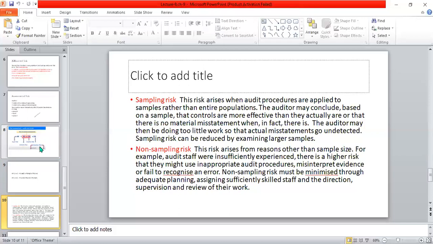So because of this, the remaining invoices out of the 10,000, apart from the 50, may be having issues, may be having material misstatements. So there is a risk there.